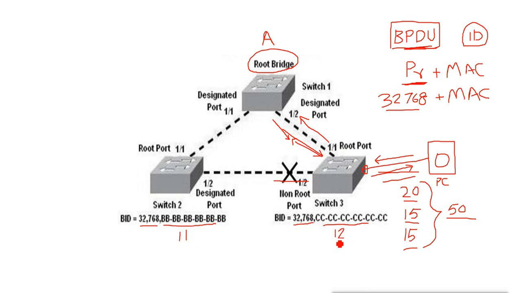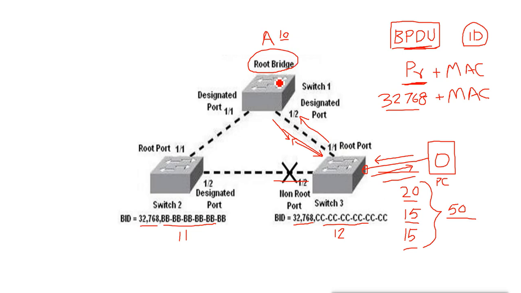Now when you see these numbers, which one is less than the others? We can say that 10 is less than the other two. This is 11, this is 12, and this one is 10. So switch 1 will win the election because they all have the same bridge priority, but this one has a lower MAC address. So this switch will win and become the root bridge.